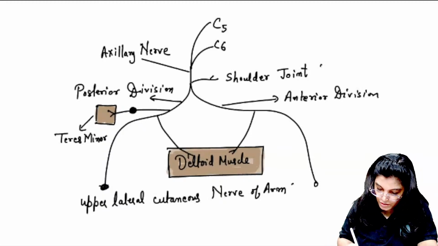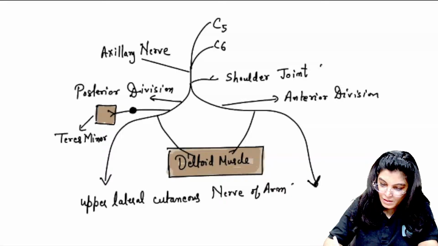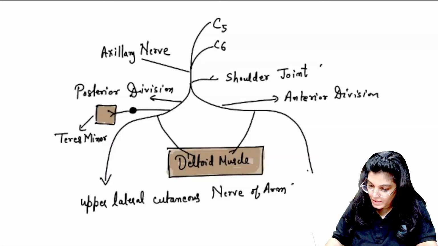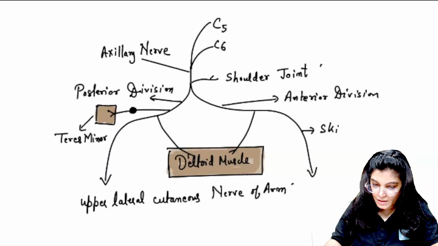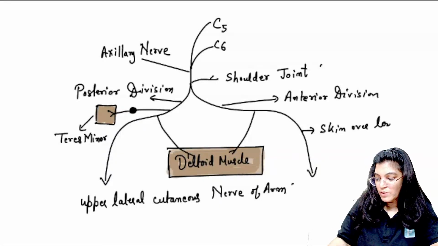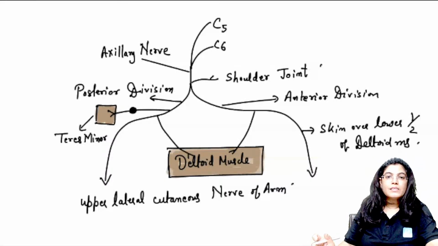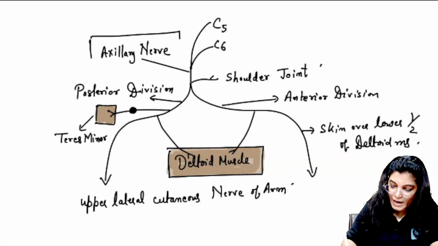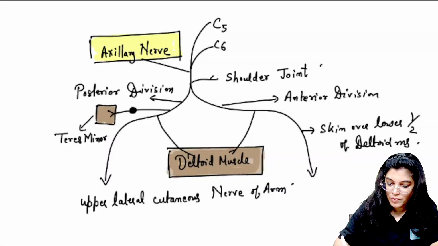This is not ganglion. And if I talk about this anterior division, it will give innervation also to the skin over the lower half of the deltoid muscle. So this is in short how you can describe the axillary nerve in the form of a flow chart.